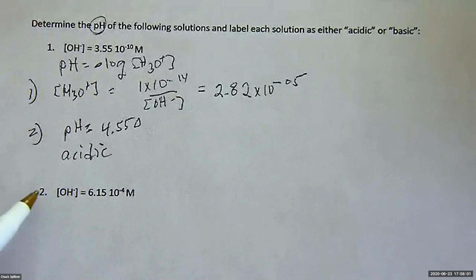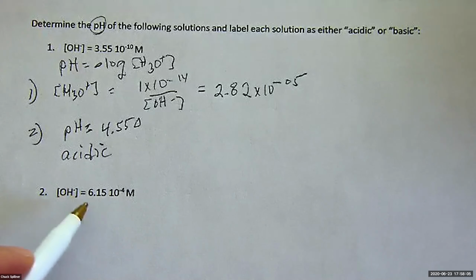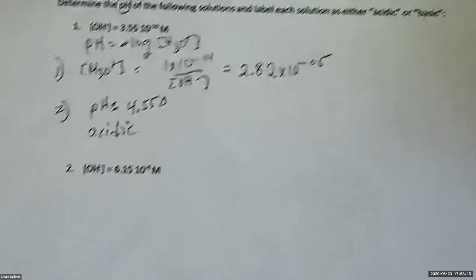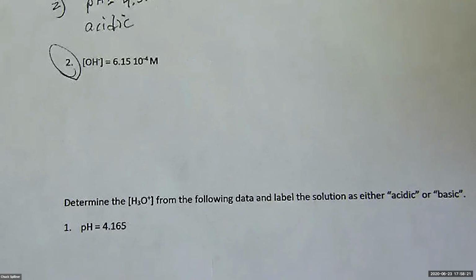All right, so you do number 2, and there's another way you can do it. You can figure the pOH, and then do 14 minus the pOH to get the pH. You know, whatever works best. There's always 2 ways to solve these problems. So you guys do number 2. Let's see what you come up with.